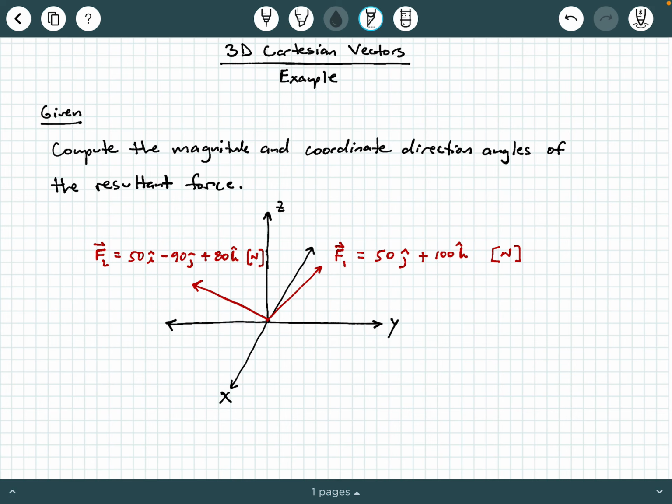Hey everybody, Dr. A here, and in this video we're going to be exploring another example of analyzing a system with 3D Cartesian vectors. So let's go ahead and get started. In the given information, we're being asked to compute the magnitude and coordinate direction angles of the resultant force.